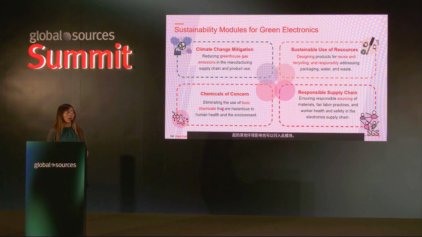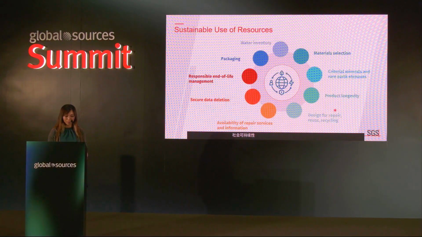The third criteria will be on chemicals and concern. It includes the chemicals that can negatively impact the human health or the environment. And then the fourth module would be on responsible supply chain, ensuring that the environmental and social sustainability is considered at the time of sourcing. There are different criteria that can be considered under each module, so we'll pick only some of the criteria here for the limited time.